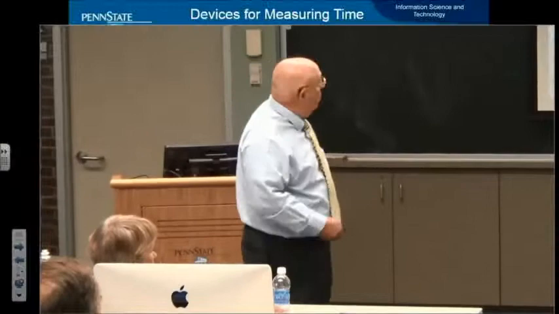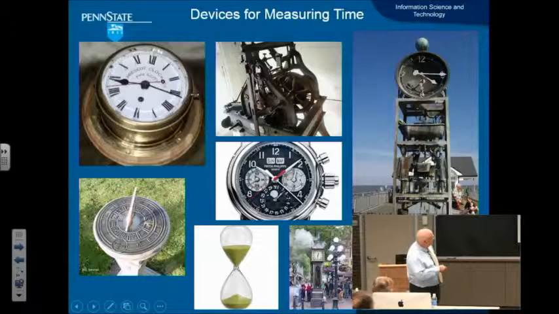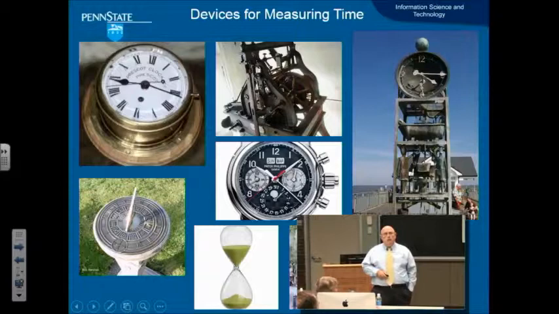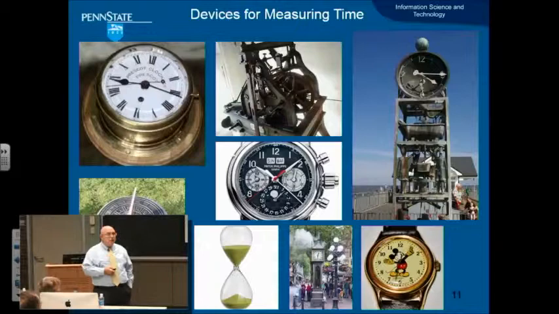Okay. So let's look. Many of these we know. We probably know this is a typical ship's clock. You probably know this. That's a tower clock. Have any of you seen this one? Have you been to Bristol in England? Have you seen it? Good. Cool. This is a clock that's operated by the phases of tides. I know of no other.